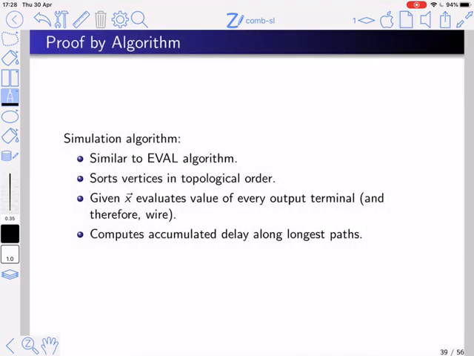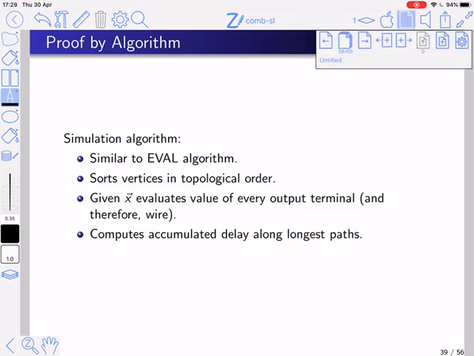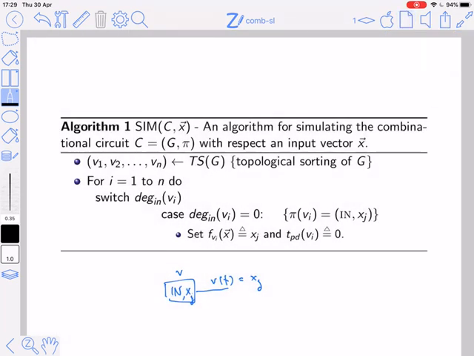The proof of the simulation theorem will be by an algorithm. This will be a simulation algorithm. It's very similar to the evaluation algorithm of Boolean formulas. It sorts the vertices in topological order, and given the values of the inputs, it evaluates the value of every output terminal. And it also computes the accumulated delay along paths in the combinational circuit. So this is the description of the simulation algorithm.